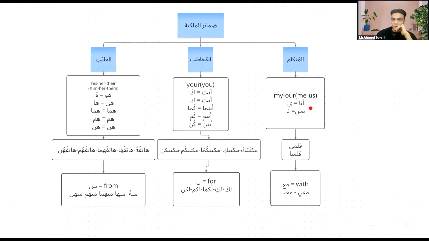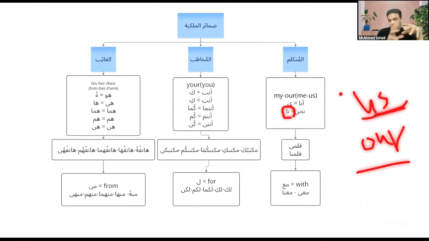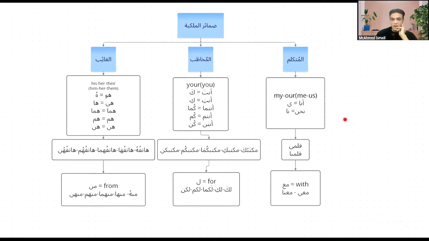We have نحن and na in the end. So na in the end means us or our. So if I add na in the end, this may mean us or our. Oh, by the way, how can I make the difference between that? Of course, by looking at the meaning of the sentence. For example, if I say قلمنا, this means our pen. Of course, it's not like pen us. No, of course not. So قلمنا is our pen.